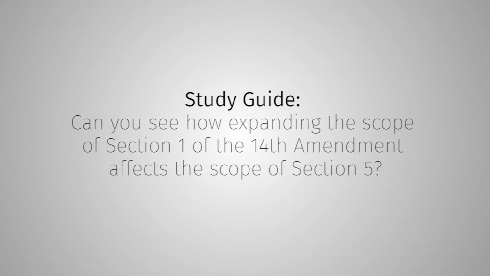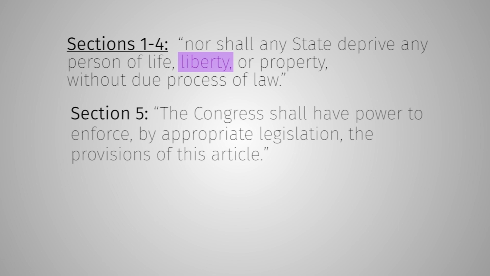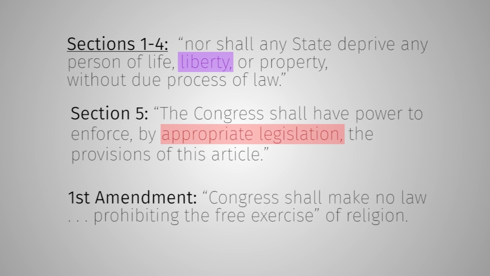Study guide. Can you see how expanding the scope of Section 1 of the 14th Amendment affects the scope of Section 5? To understand the interaction between the First and 14th Amendments, follow this sequence. First, if a state deprives a person of a liberty the court deems to be fundamental, such as the free exercise of religion in the First Amendment, then, second, Congress has the power under Section 5 to enact, quote, "appropriate legislation to enforce." Third, the right to the free exercise of religion.